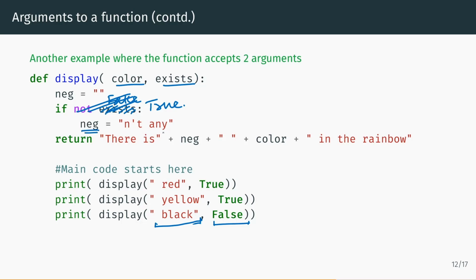Neg is isn't any. So you say there is, replace neg with this value right here, plug in this value, okay? There isn't any, and replace color with this value, which is black, right? So replace the color with black in the rainbow. So this one will print there isn't any black in the rainbow, right?